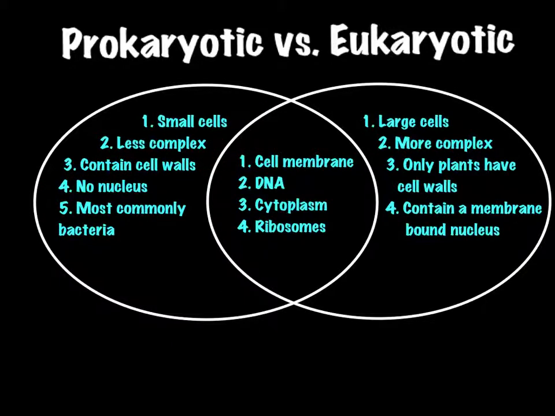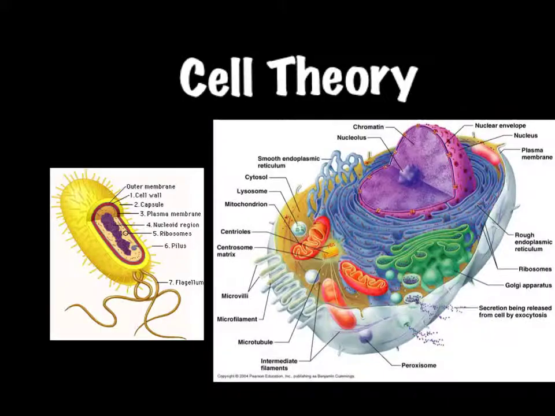And the eukaryotic cells are going to be larger cells, more complex, they have more stuff inside them. The plants will have cell walls, but most importantly then, the eukaryotic cells contain a membrane-bound organelle that we call the nucleus.